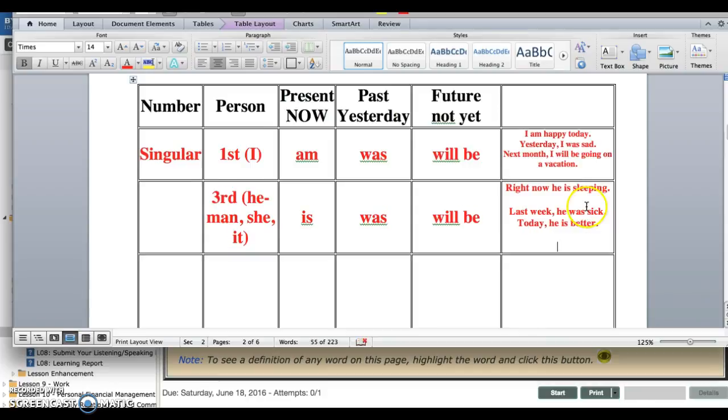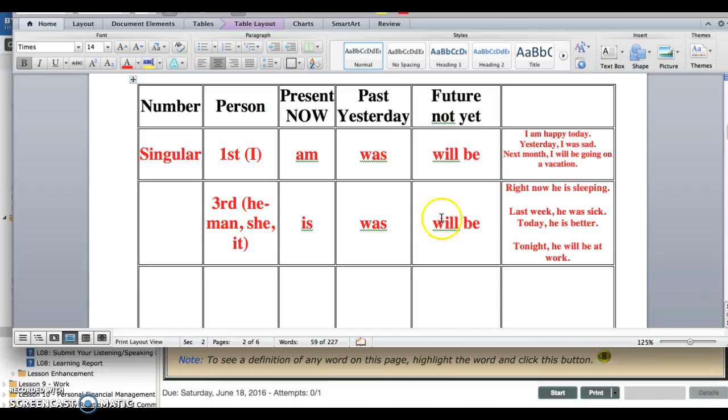Okay? Now I'm talking about something in the future. Maybe it's tonight. That's in the future. Tonight, he will be at work. So I'm using will be for my verb because it hasn't happened yet. It's going to happen tonight. He will be at work. Okay? And so you'll see that the verbs between when I'm talking about myself or someone else are the same when I'm talking in the past or in the future, but if it's in the present, that's where it's different.